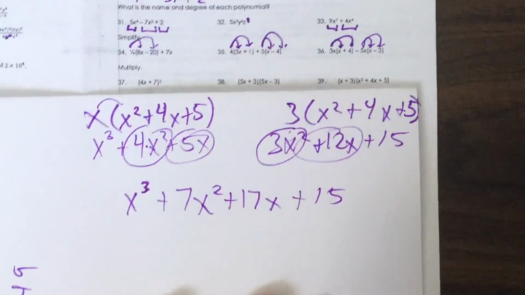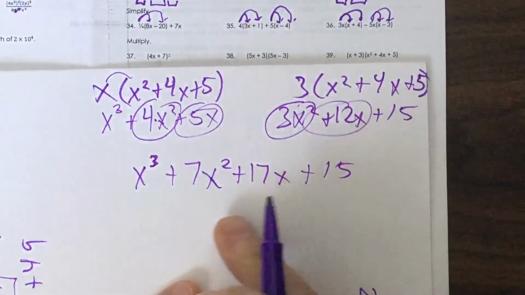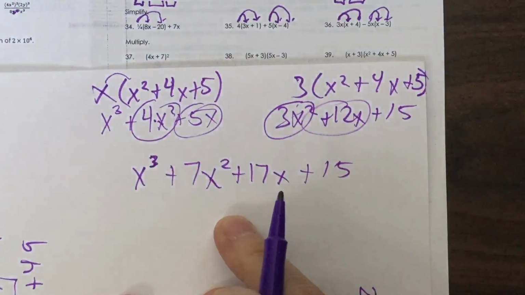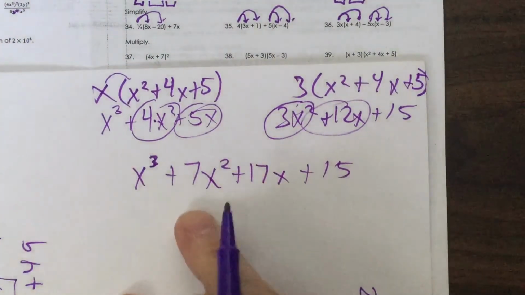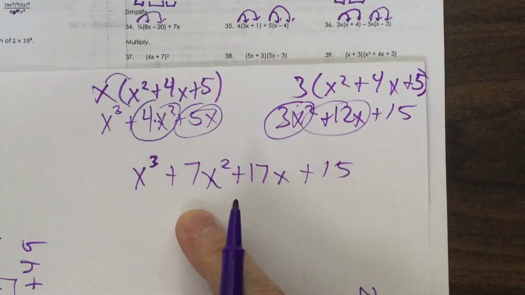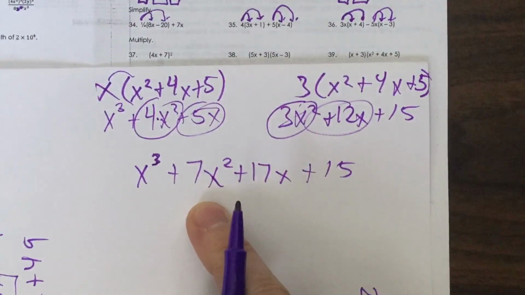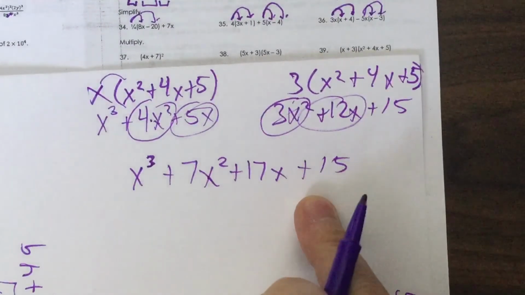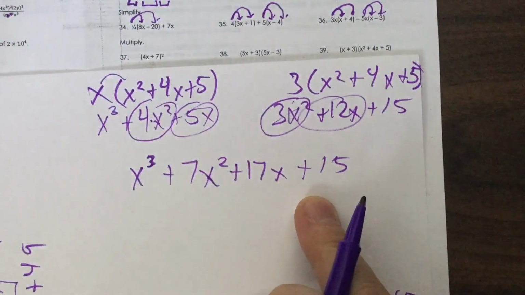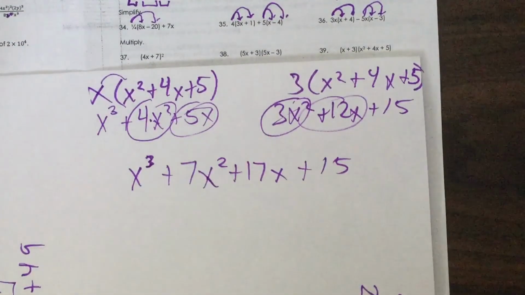None of these are like terms. This is as simplified as I can make it. So my final answer to number 39, x to the third power, or x cubed, plus 7x squared plus 17x plus 15. All right, we'll do some more in the next video.